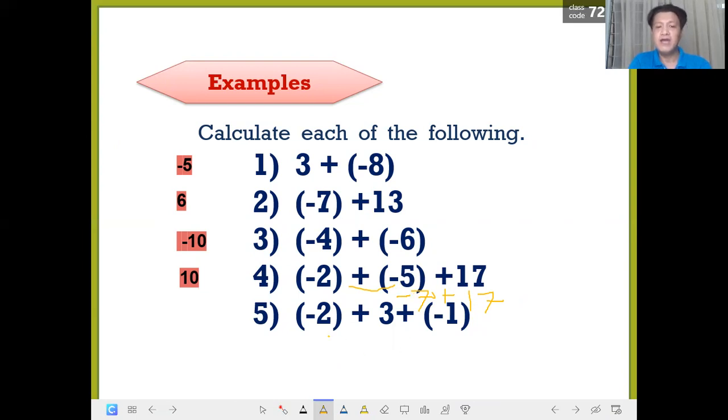Okay, number 5, -2 plus 3 plus -1. Okay, meaning to say, add mo muna ito. What is -2 plus 3? Different sign yan. Ibig sabihin, 3 minus 2.